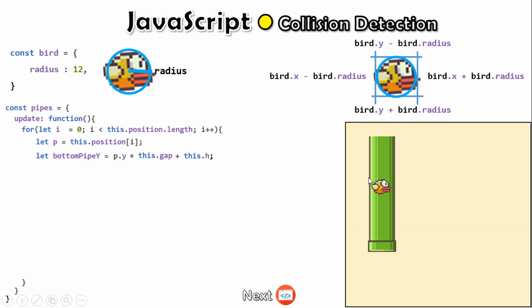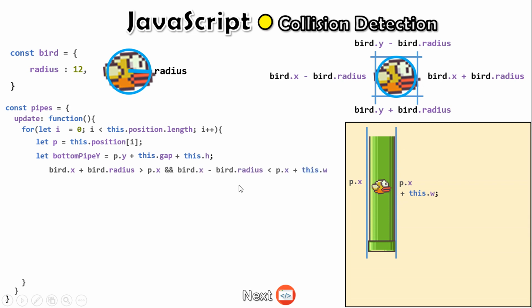Now there is a collision if there is an intersection between the bird and the pipe. So like saying if the bird gets inside our pipe. The bird gets inside our pipe if the right side of the bird is greater than the left side of the pipe. So I'm going to say if the bird x plus the bird radius is greater than p.x. And also if the left side of the bird is less than the right side of the pipe.